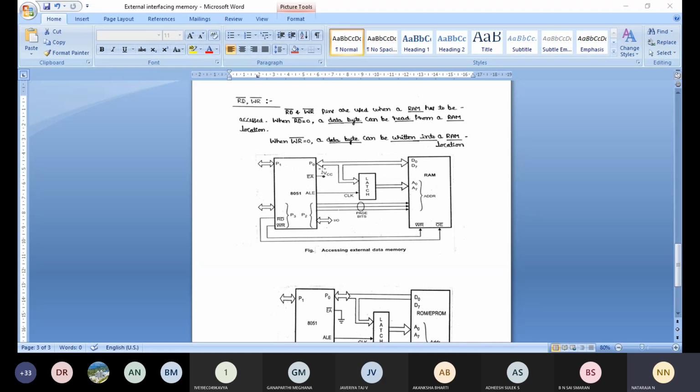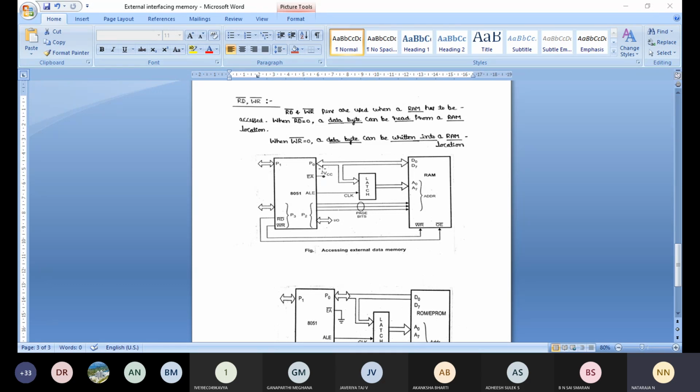For example, now I am going to discuss how exactly we are going to access the data from ROM. In the 8051, when the EA bar pin, what is EA? External Access. When the EA bar pin is connected to VCC, meaning logic high, the 8051 will fetch the address from 0000H to 0FFFH. It will be directed to internal ROM, so that memory location will be an internal ROM location.